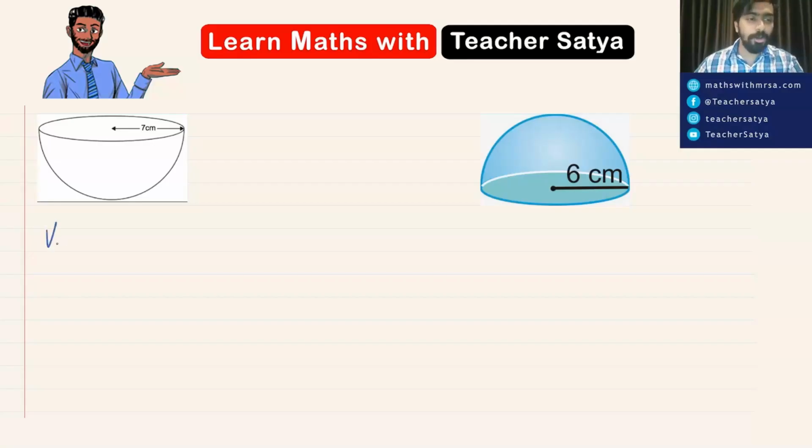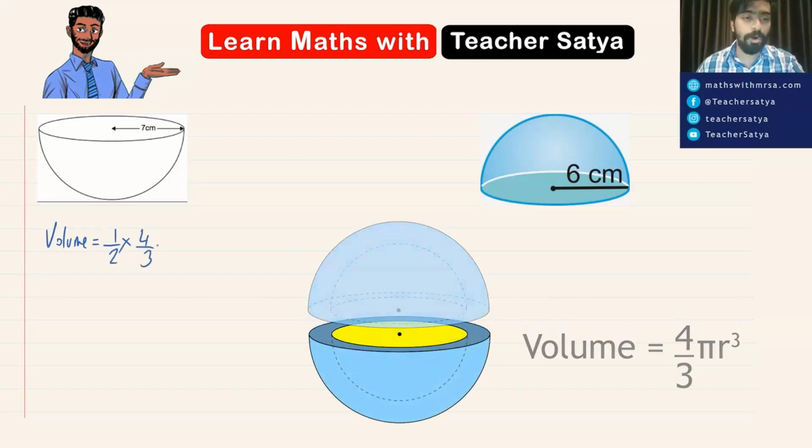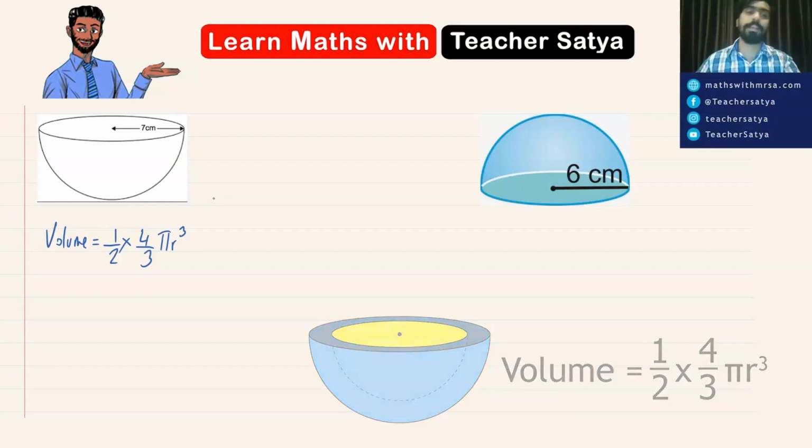So the volume of a hemisphere would be 1/2 multiplied by the volume of a sphere, which is 4/3 pi r cubed. Now if you don't know how to find the volume of a sphere, make sure you click on this thing that pops up right now. Now let's get to it guys.